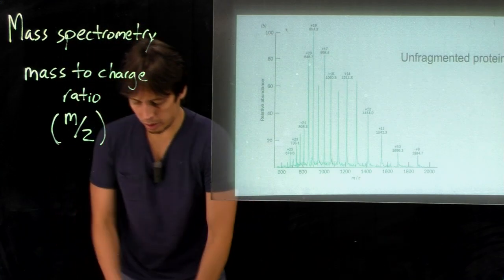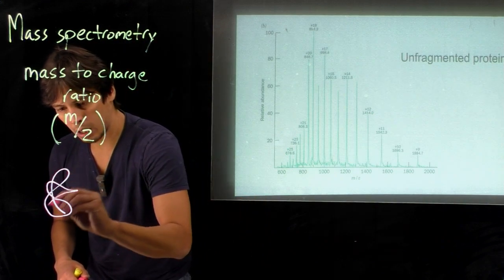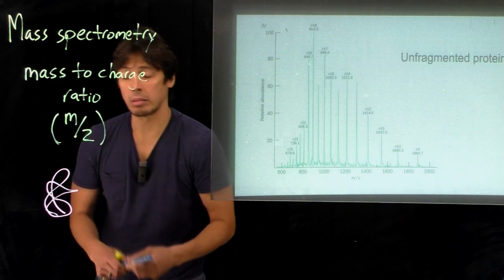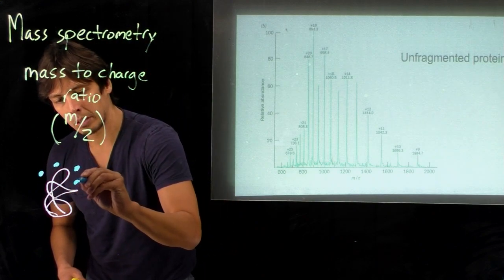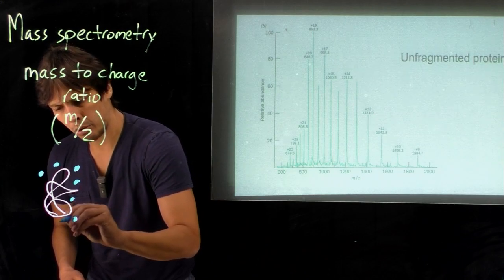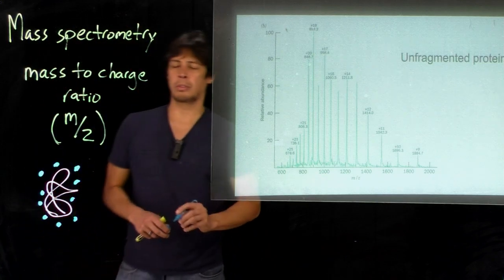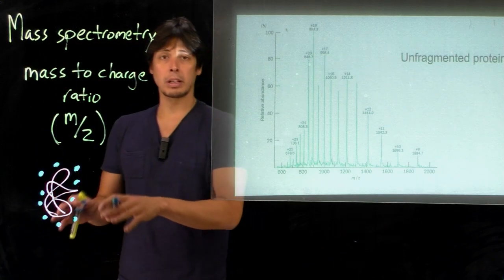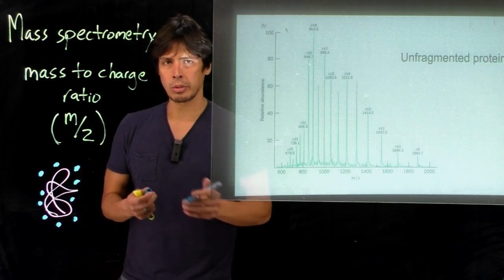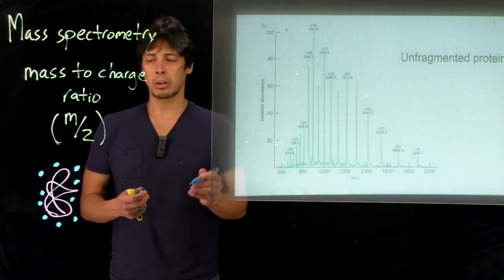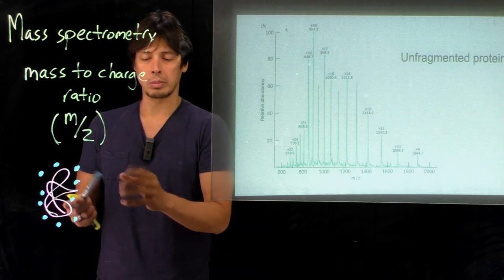Recall that proteins have hydration shells of water that surround them and keep them in solution. Before a protein, or even a peptide, which will also still have a hydration shell, can be introduced into the spectrometer, these waters need to be stripped. This hydration shell needs to be stripped.